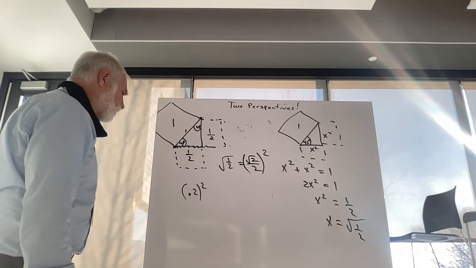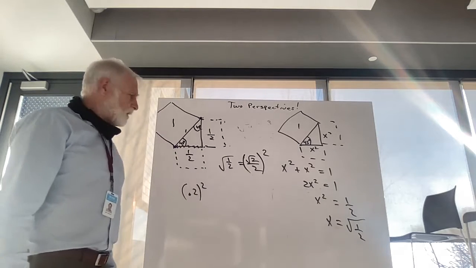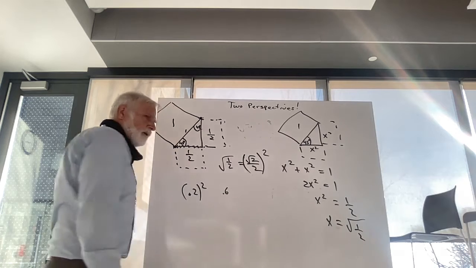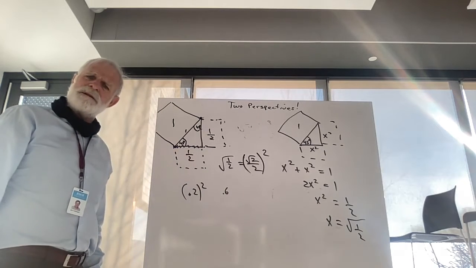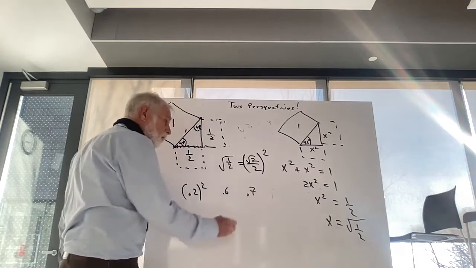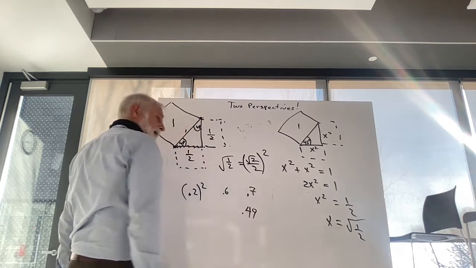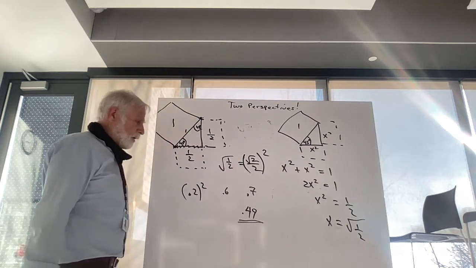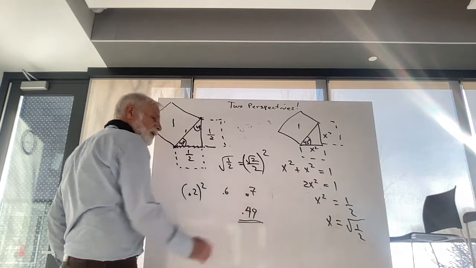0.2 times 0.2, no, that doesn't get me even close. How about 0.6 squared? Oh, that's 0.36. Oh, that's getting closer. How about 0.7 squared? Oh, that's 0.49. Huh. You know, that's pretty close to what I'm looking for. So it's got to be pretty close to 0.7.